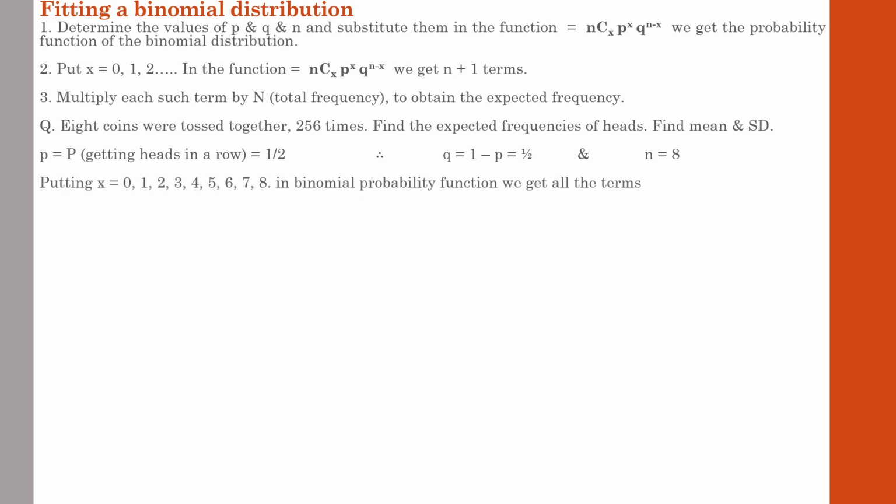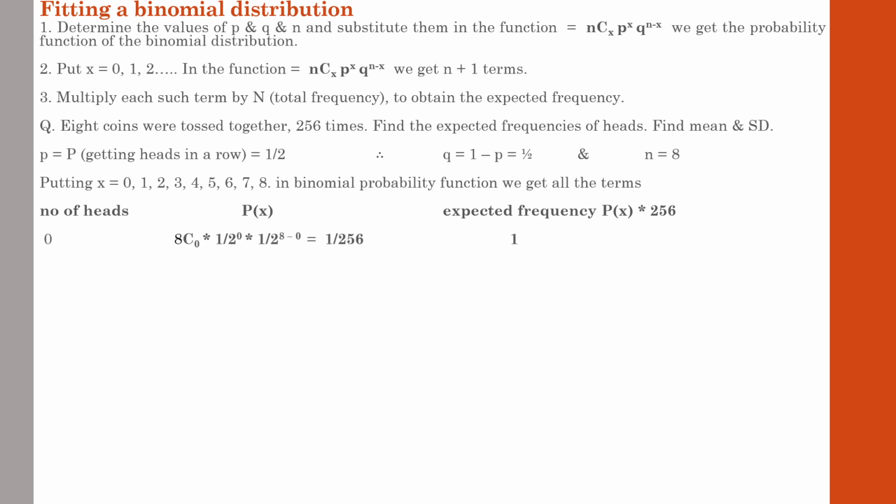So putting x equal to 0, 1, 2, 3, 4, 5, 6, 7, 8 in the binomial probability function, we get all these terms. So you need to write down like this. Sometimes you may need to prepare a table, sometimes you may not. It depends upon the situation. Do wisely. Right now I am not using any tables. It is perfect if you write down as per a table format. That will be much better rather than free writing.